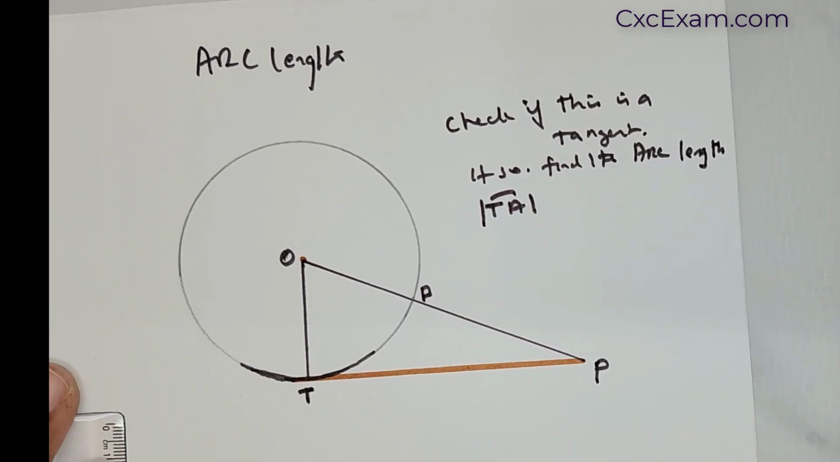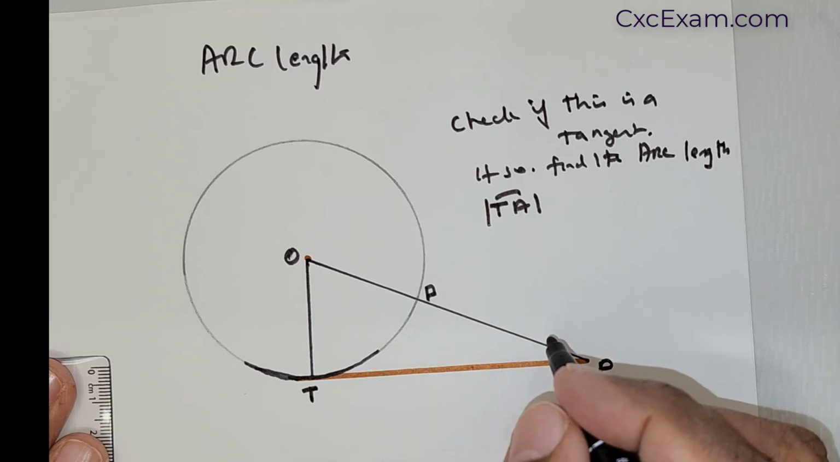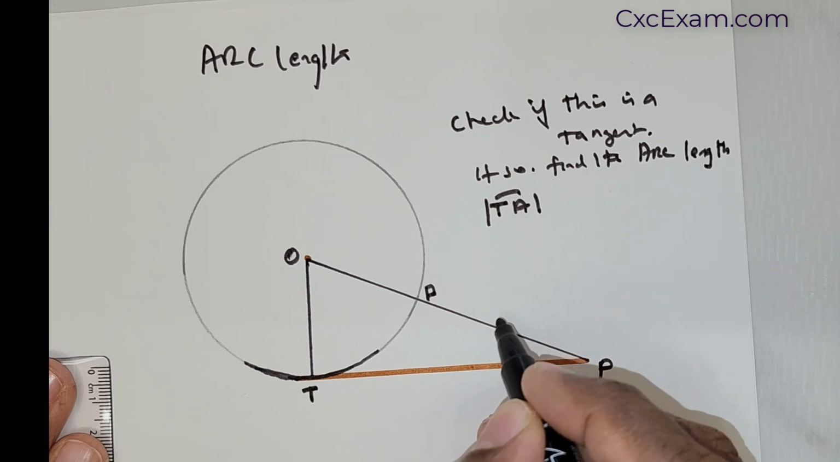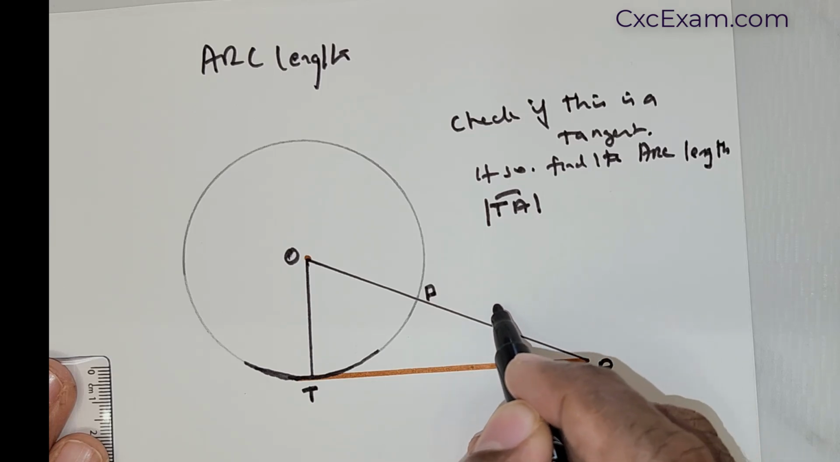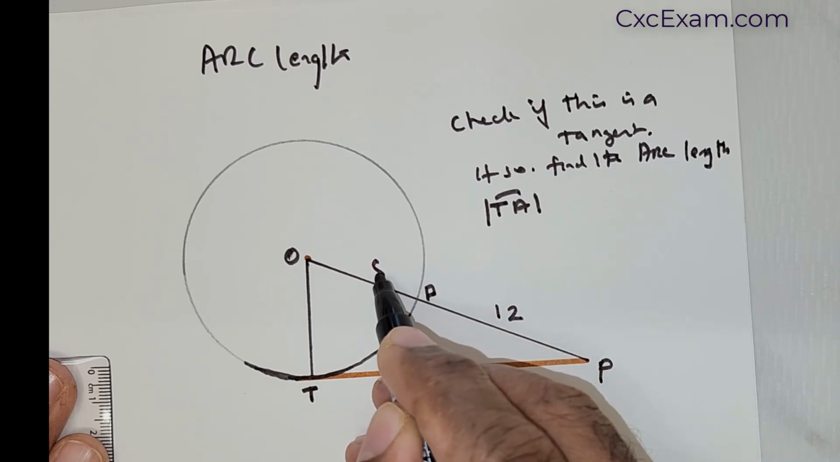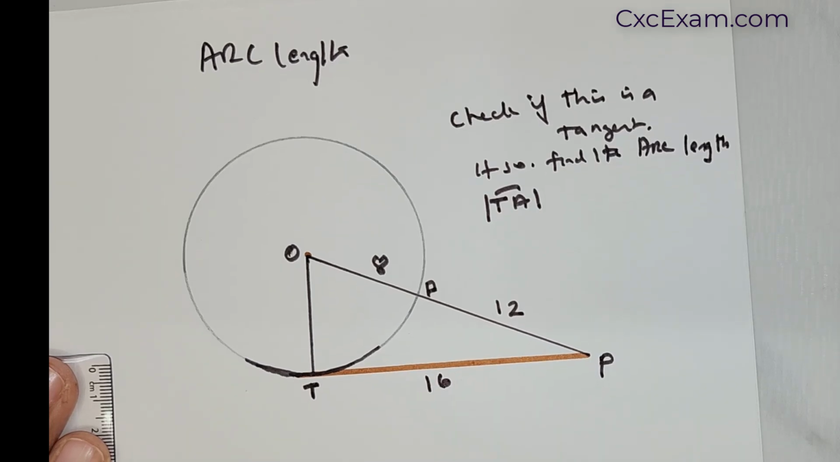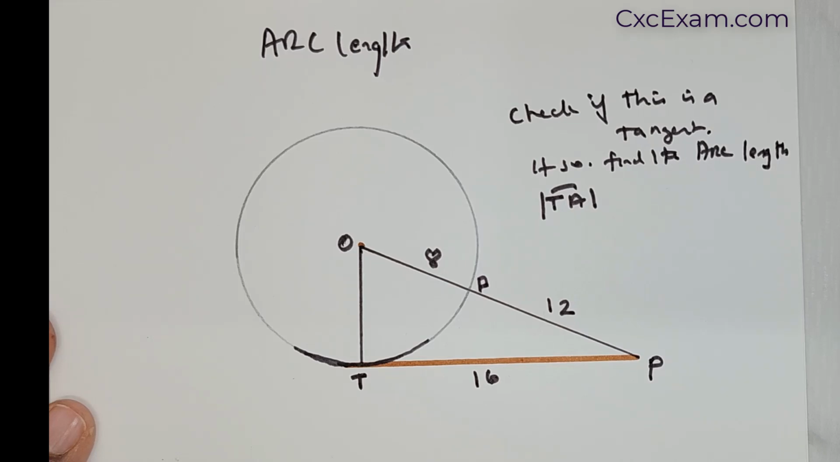So there are two things that we need to do. We need to check if this is a tangent. Now the measurements given are not to scale. So they are given this length as 12, this length as 8, and this entire length is given as 16. Okay, so you can pause the video and complete this question.